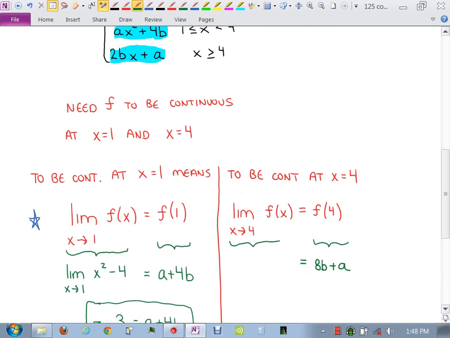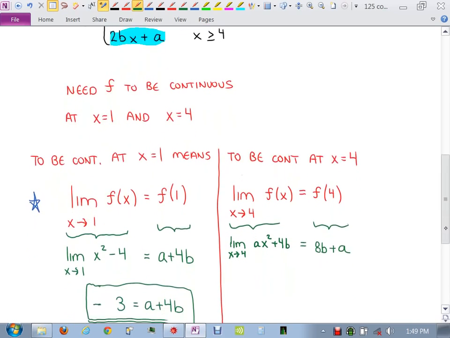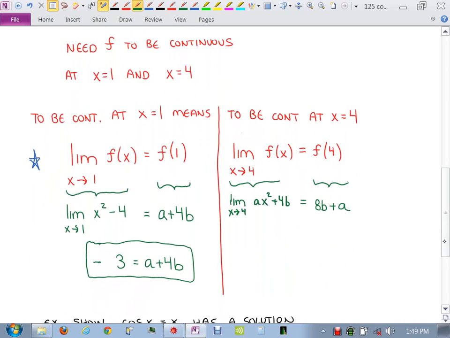Now, the other side of the equation needs to be a limit, which means I need to be approaching 4, but not 4. So which function should I use, first, second, or third? The second one. Because if x is smaller than 4, that means it's close to 4. So I'm going to use that middle one in my limit. So I'm doing the limit as x approaches 4 of ax squared plus 4b. And go ahead and take that limit.